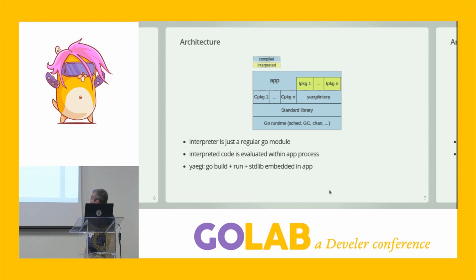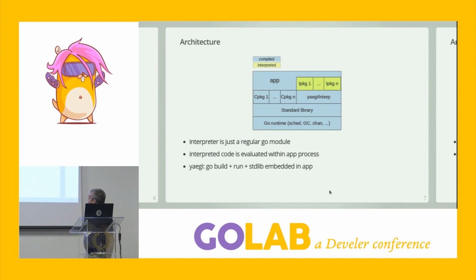On top of it, you have the standard library, and on top of it, you have some packages like C package 1, C package N, etc. C stands for compiled, so it means all the stuff that is pre-compiled as in any Go package. And then you have a special module, which is the YAEGI interpreter. The name is YAEGI/interp, which is the name of the package. And then you have some other custom application stuff.